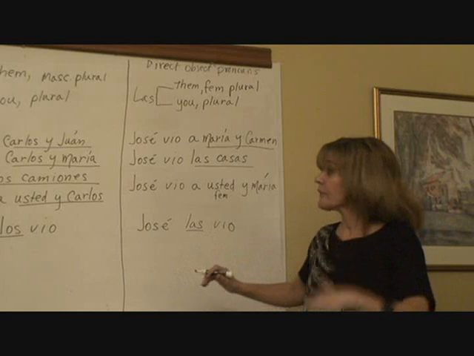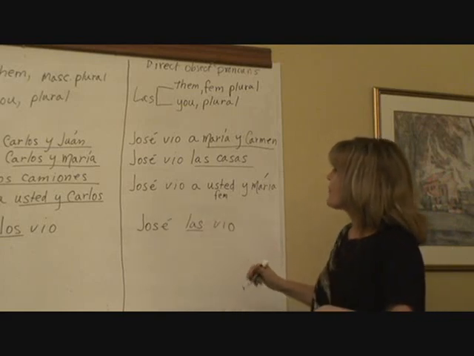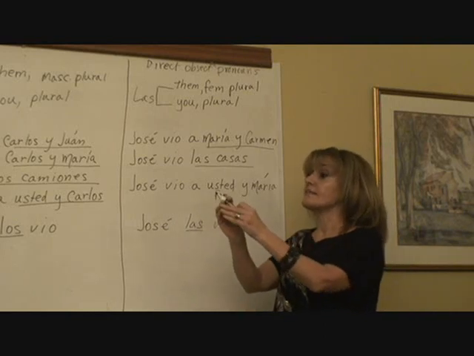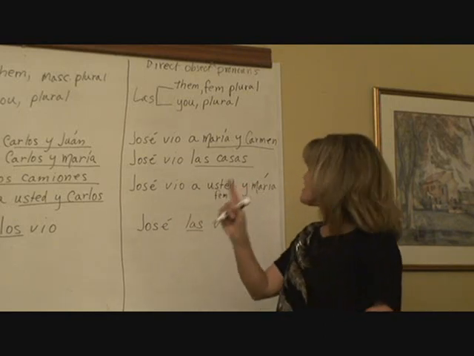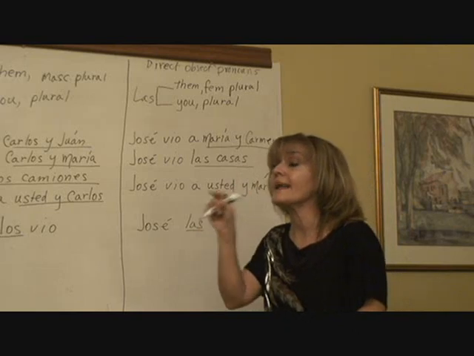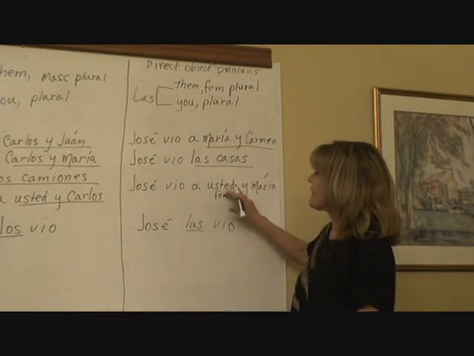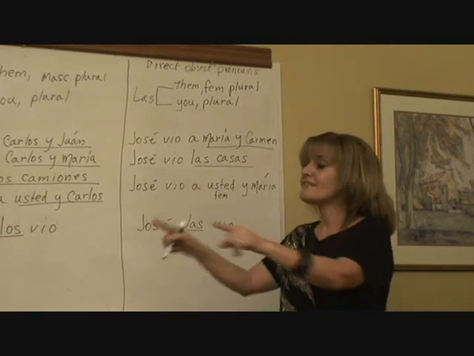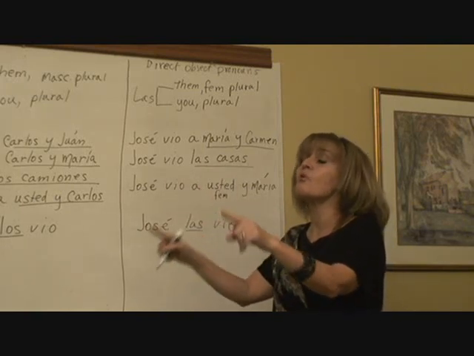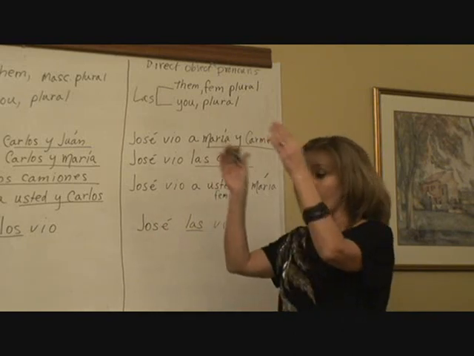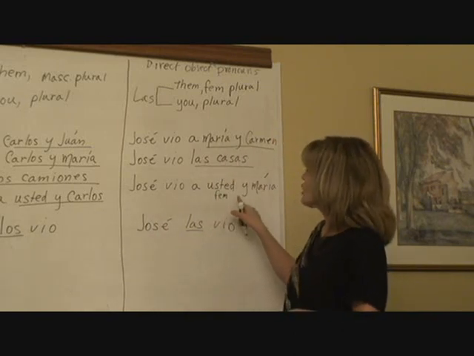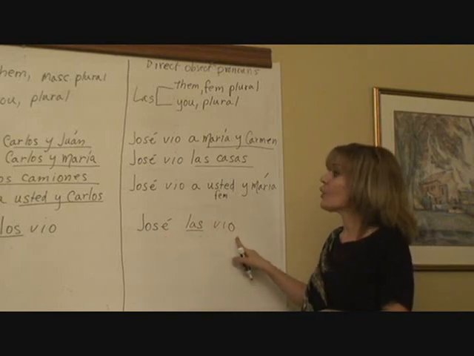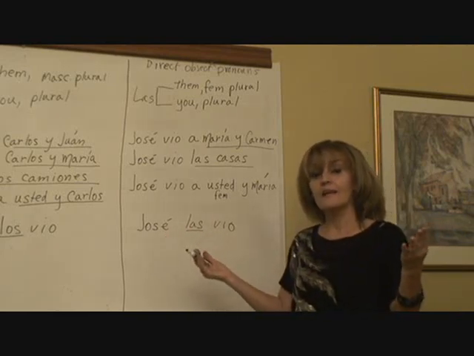José las vio. The last example that I have here, I'm talking to Señora Smith here, and I go, José vio a usted y María. Now this usted here does need to be feminine, or this tú. As long as there is more than one person there, and they are females, then you use las. José las vio. And this is it.